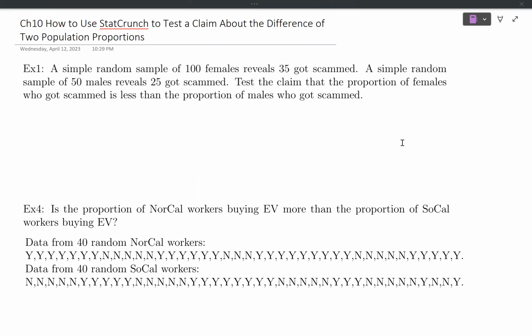Today we explore Chapter 10, how to use StatCrunch to test a claim about the difference of two population proportions. In exercise 1, we have the claim that the proportion of females who got scammed is less than the proportion of males who got scammed. So we have P sub 1 less than P sub 2. That gives us the alternative hypothesis P1 minus P2 less than 0.